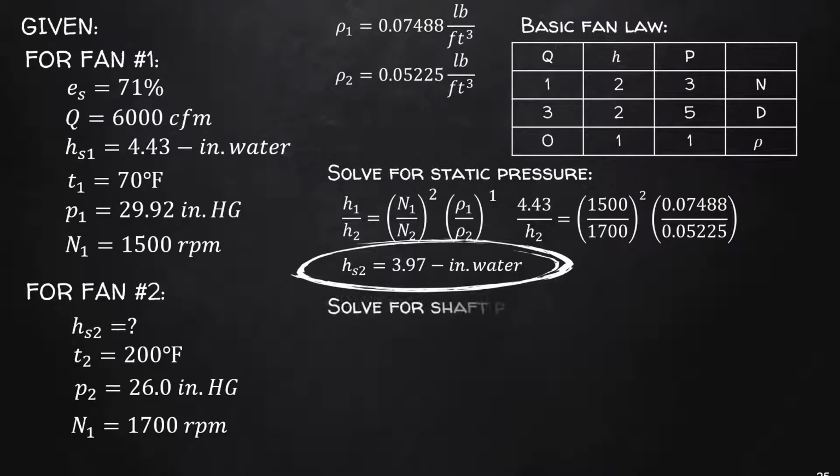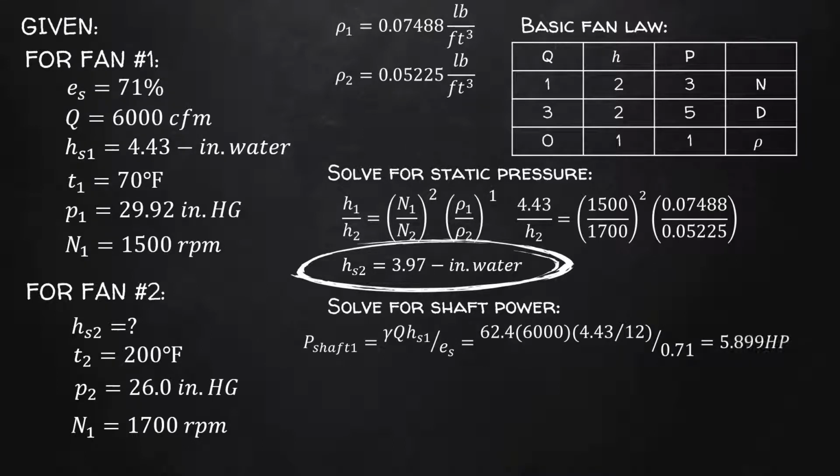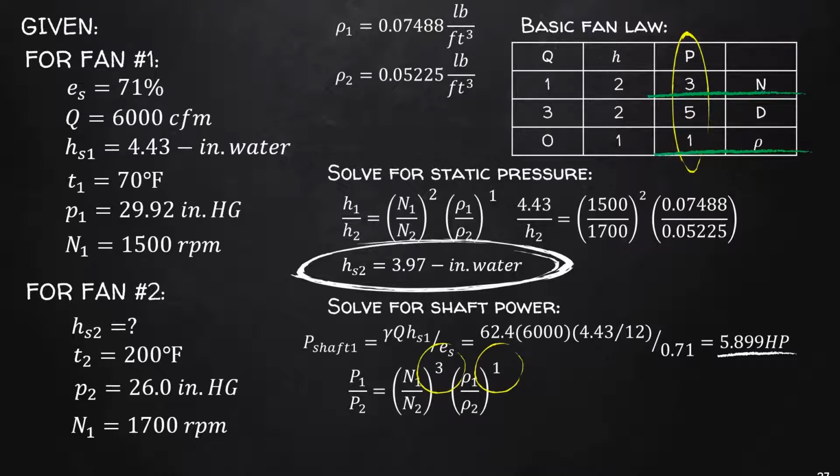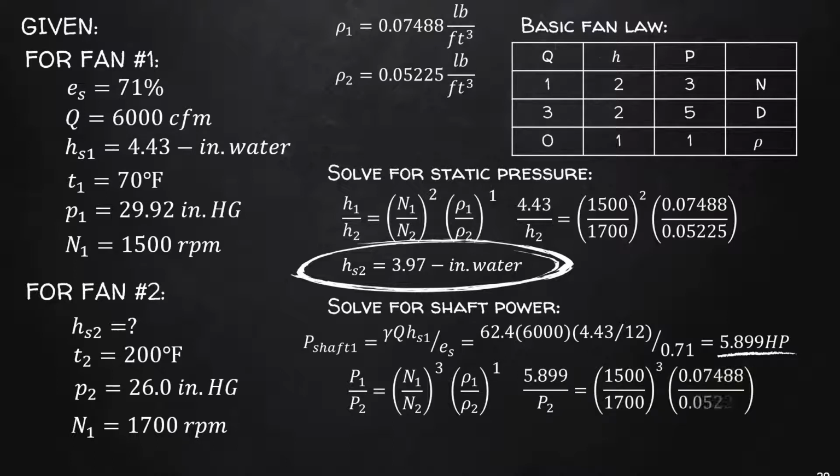Now we will solve for the shaft power for fan number 2. We need first to get the shaft power of the fan number 1. Just substitute the given values, then simplify, and we get 5.899 horsepower. Then, formulate again an equation using the table. Under P, N is 3, and for rho is 1. Substitute the given values and simplify. And the answer is 5.99 HP.